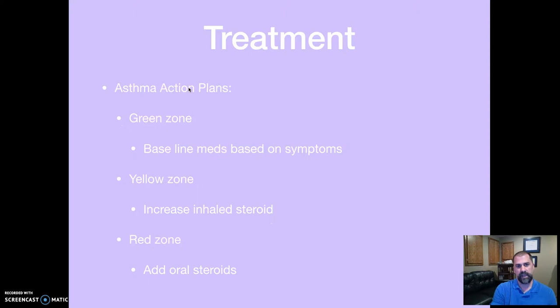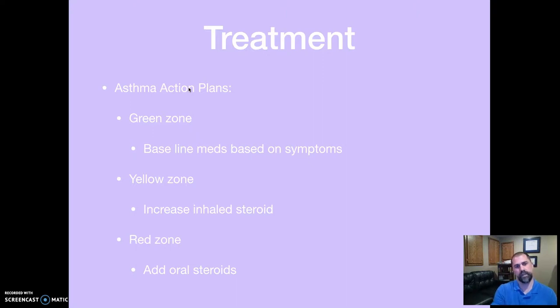When we look at our asthma action plans, remember it's based off of the evaluations that I just showed you, that table. It's divided into 3 zones: green, yellow, and red. The green zone is the medications that the patient needs on a daily basis at their baseline. Yellow zone is what happens when they're flared up. So this usually means that a steroid is increased, or they're given a steroid if they don't normally get one. When we say that, we mean inhalers. We don't mean orally.